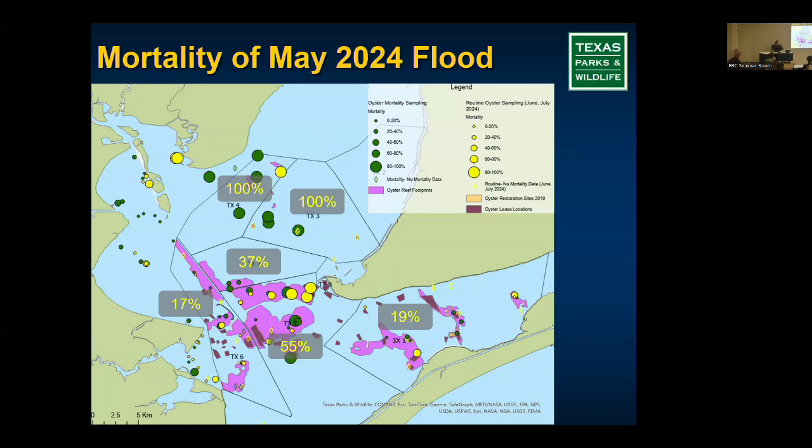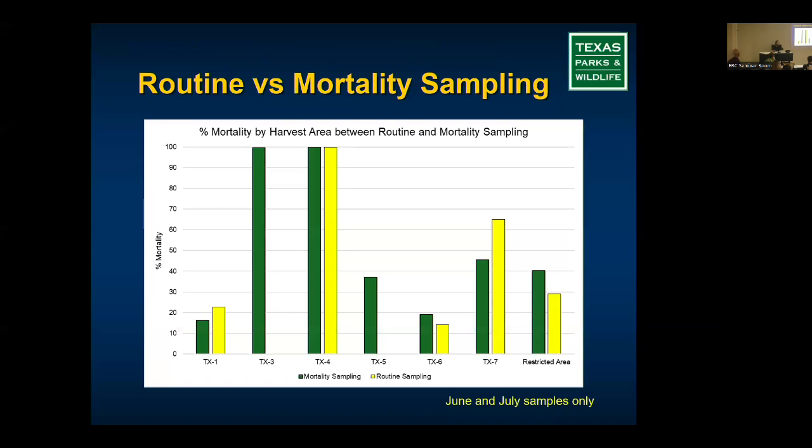These lower rates are primarily due to distance from the river outputs, and then also the Houston Ship Channel that separates TX6 from the rest of the bay and influences the hydrological characteristics of that area. So when we compare data from the two sampling methods, we see that results were very similar. However, without this additional sampling, we would not have been able to estimate mortality in TX3 and TX5, which helps us when we're making management recommendations.